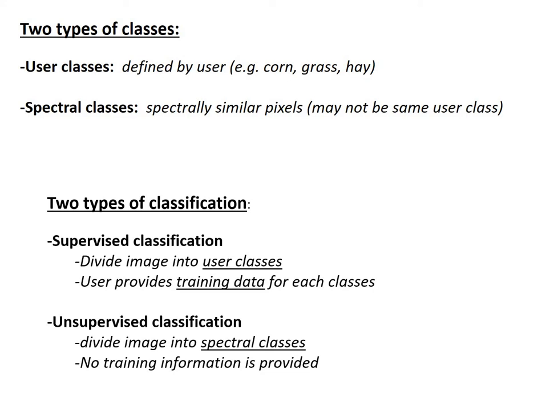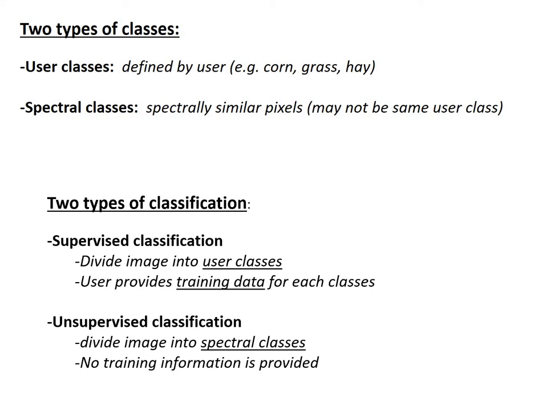So you, the user, would say, hey, I'm going to tell the computer, this is what corn looks like spectrally, this is what hay looks like spectrally, and then run an algorithm to actually do the classification. But you're defining the classes and you're telling it what they look like.